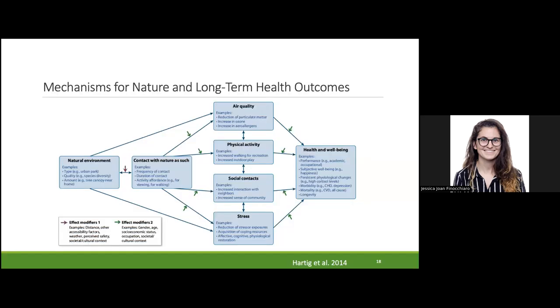But in my work, we really want to look at nature exposure and long-term health outcomes, right? And so we think about these four pathways. The first one is nature contact influencing air quality, but I like to think about it as environmental factors. It could influence the level of air pollution in the area you live in, your exposure to noise, your exposure to extreme temperatures, and that might have an independent effect on health.